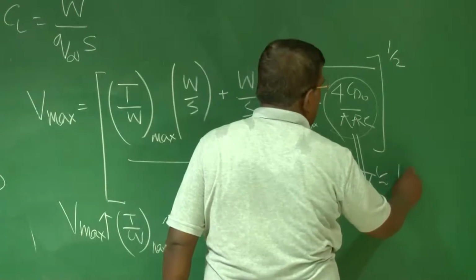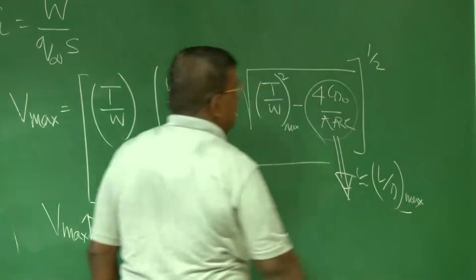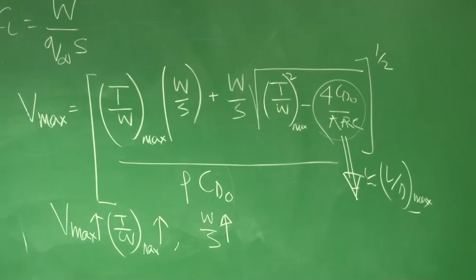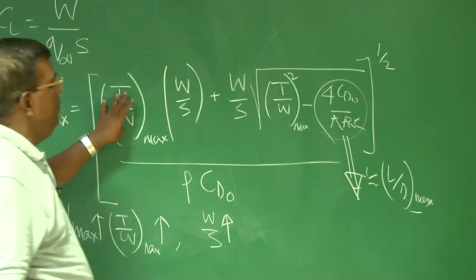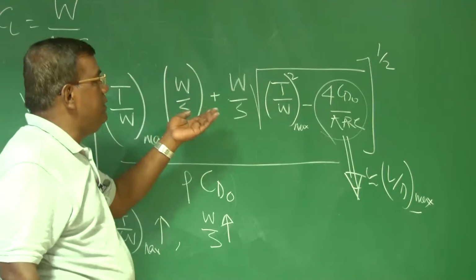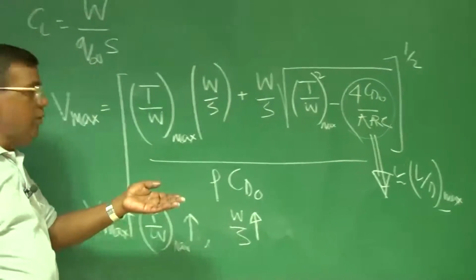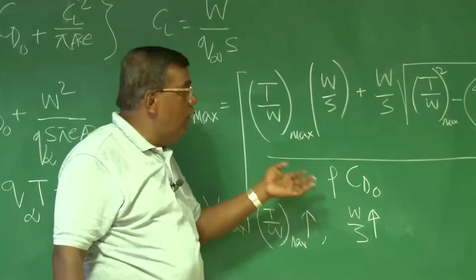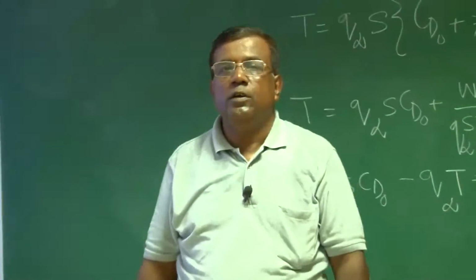The next class you will see this term, you yourself can do it. This is linked to L by D maximum. Check yourself, so you'll understand. If I want to synthesize the design, I need not only talk in terms of T by W. I have to look for W by S, I have to look for L by D, I have to look for CD naught, I have to understand what altitude I am going to take off or cruise. All these things, they merge to have a good optimal design.